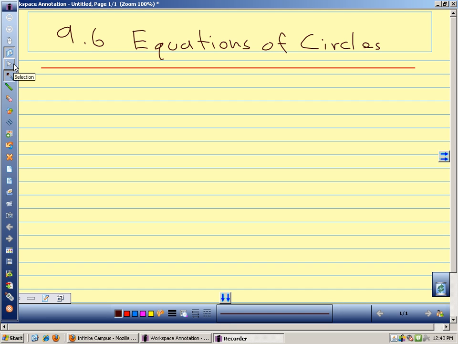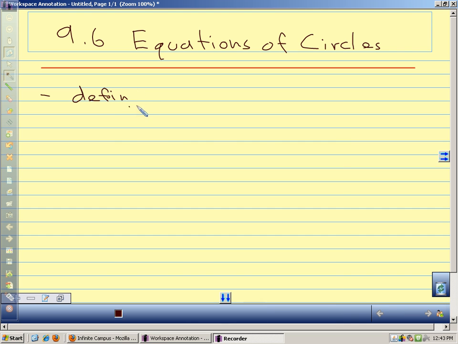So we've talked about the definition of circles a couple of times over the course of the year. So I just want to remind you what the definition of a circle is. So let's remember how we defined a circle, and hopefully it'll help us see a little bit why the equation looks like it does.